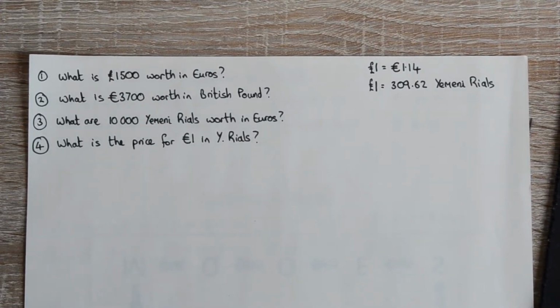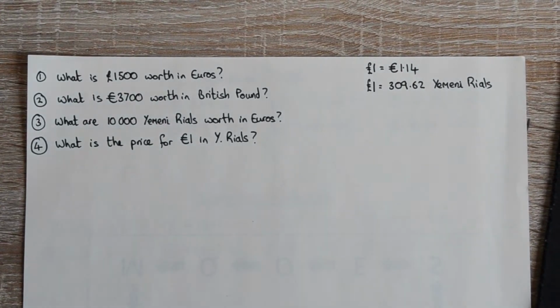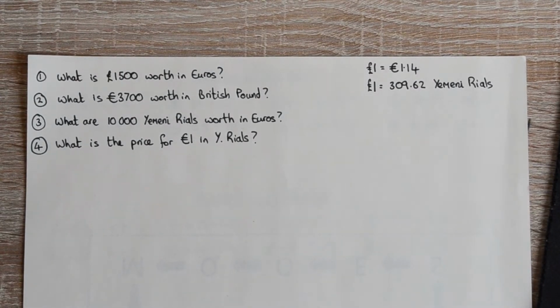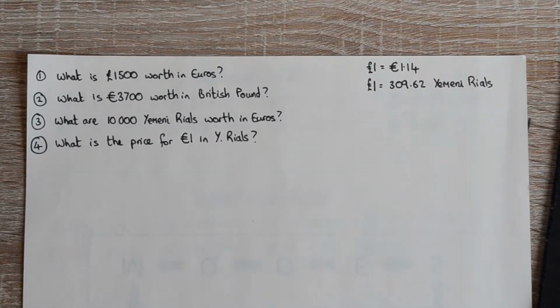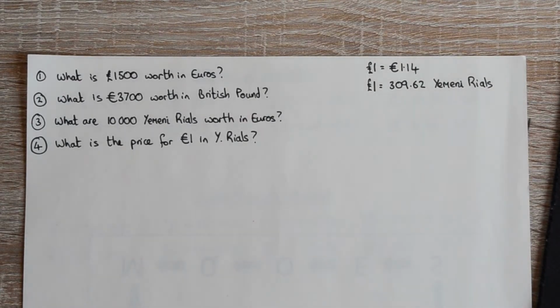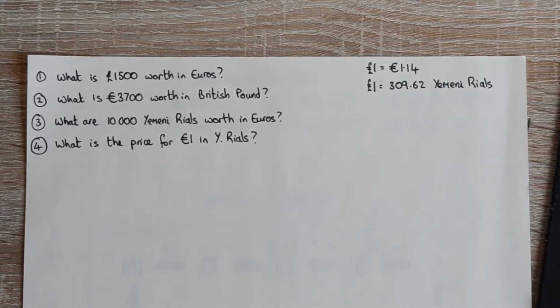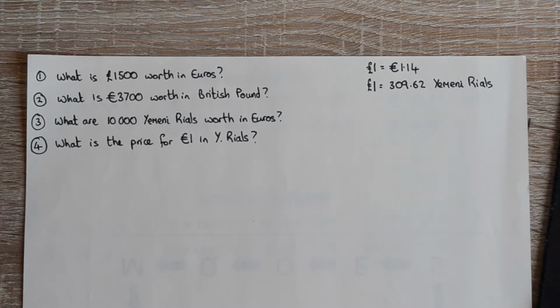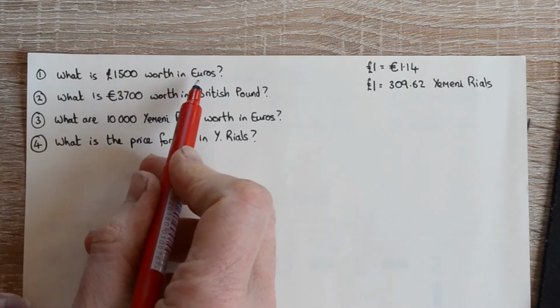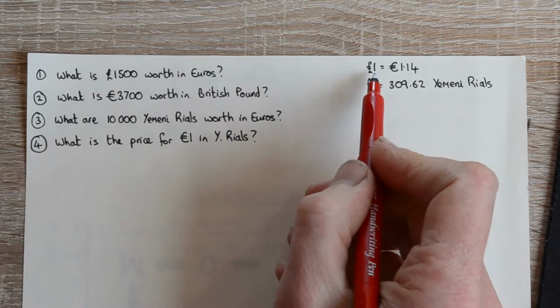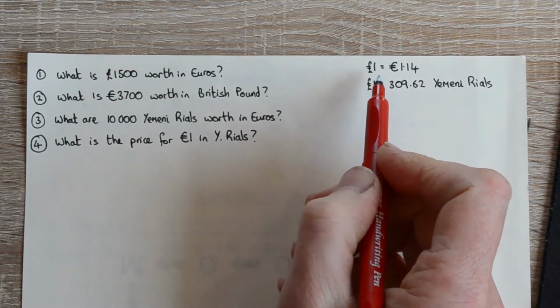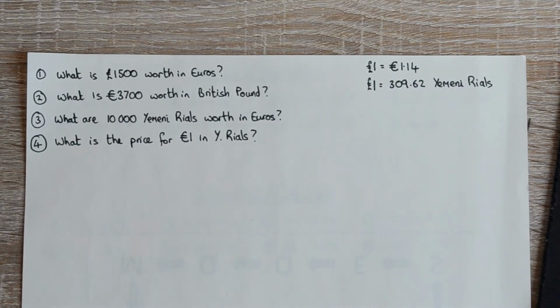Here are some currency questions, and we've got the exchange rates on the right. So we'll just work through how to answer these kinds of questions. First of all, we're asked for an exchange between pounds sterling and euros. We've got the direct exchange rate between pounds and euros, so we can use this.